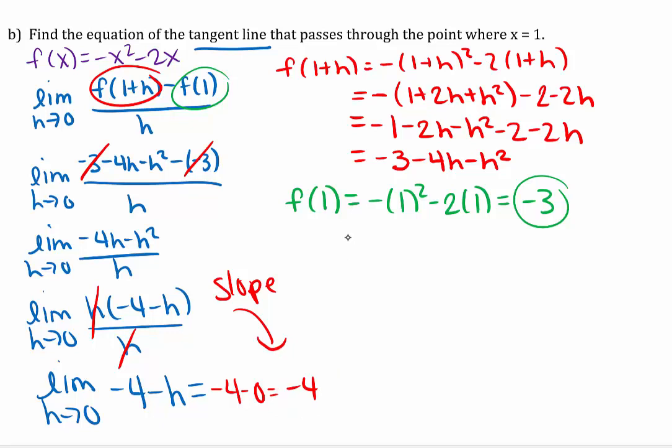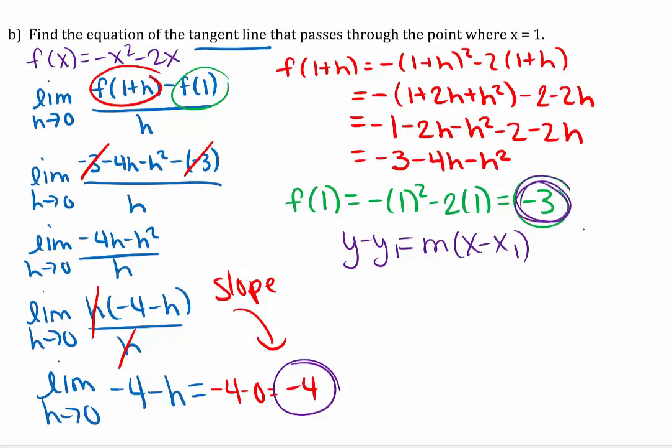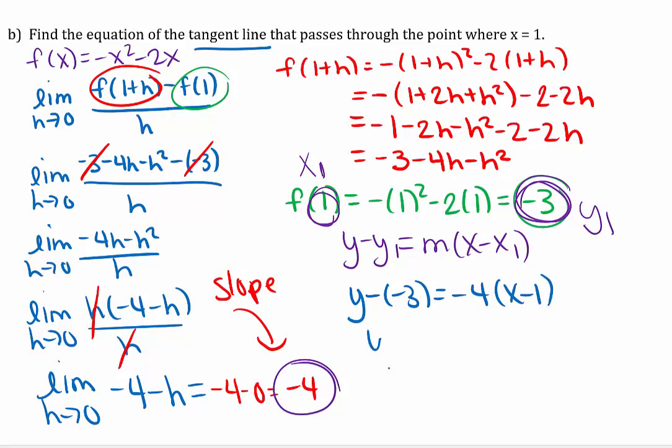So finally, I'm going to use that same formula as last time. I'm going to use my point slope formula. Our slope, our m, is negative 4. I'm going to use negative 3 as my y1, and I'm going to use the x value 1 as my x1. Plugging that into the formula, I get y minus negative 3 equals negative 4 times x minus 1. I am going to write that as y plus 3 equals negative 4 times x minus 1.